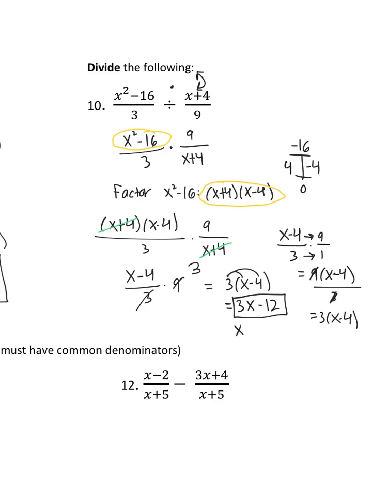Your domain restrictions. Your original denominators in the problem were 3 and 9. So 3 and 9 are never going to be 0. There's nothing I can do to make those numbers equal to 0. So for this problem, we're going to say that there are no restrictions.